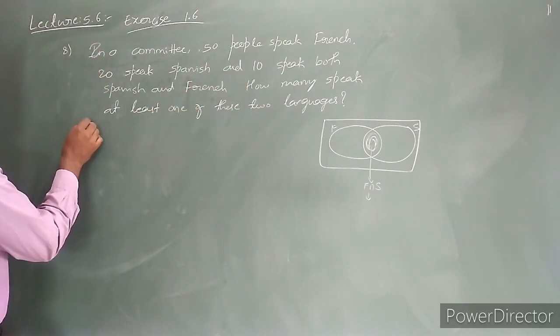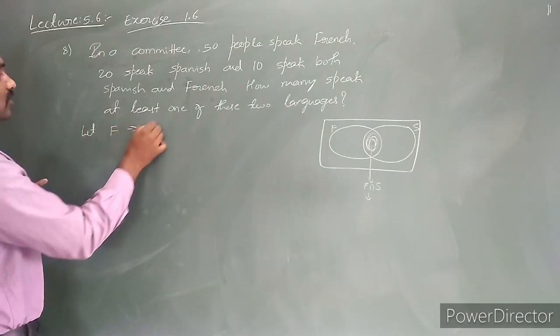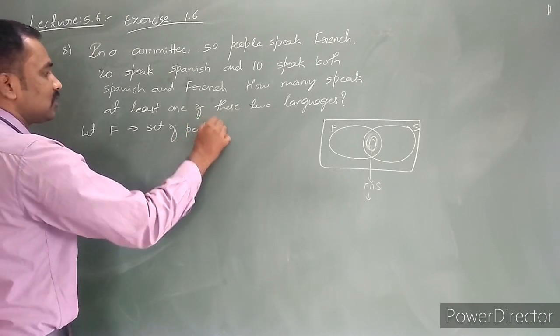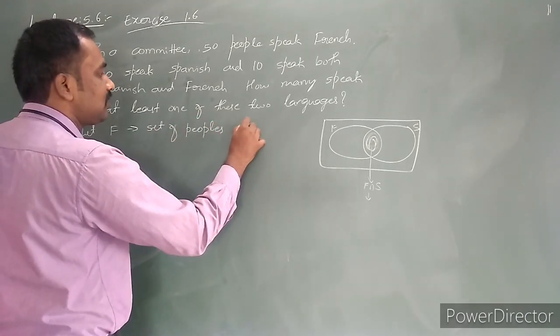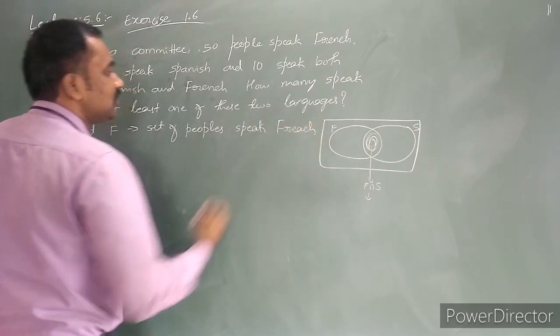First of all, write the given thing, and before going to that, consider the set. Like F denotes that set of people who speak French. Set of people who speak French.